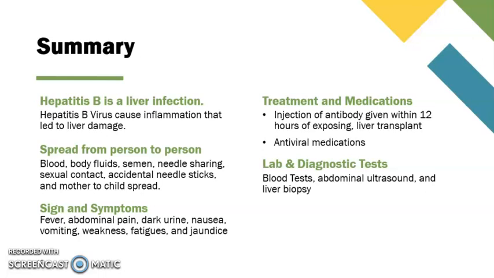The treatments and medication for hepatitis B include injections of antibody, which can be given within 12 hours of exposure to the virus, and in the worst case, the patient might have to get a liver transplant. Patients can also get antiviral medications to manage the symptoms and to slow down the progress. The lab and diagnostic tests include a blood test, abdominal ultrasound, and liver biopsy.